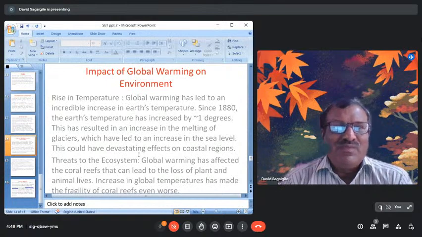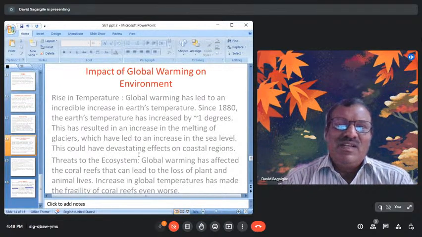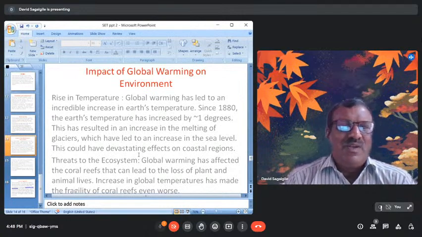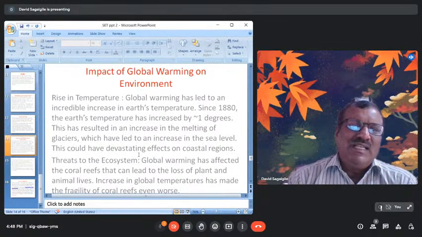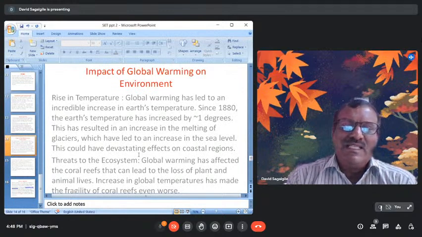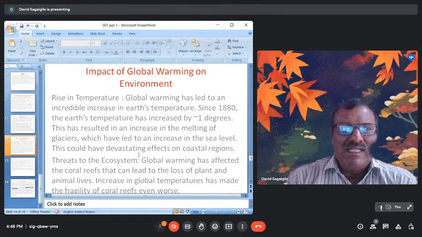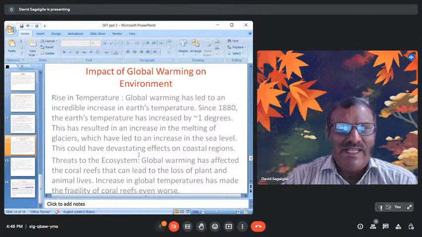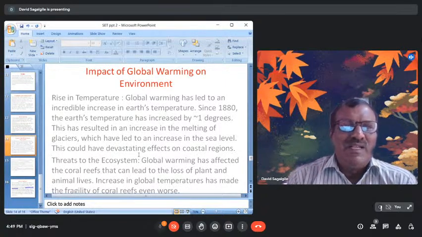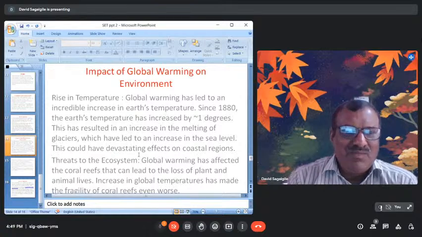What is the impact of this global warming on the islands and on the coastal regions? We see that most of the islands have disappeared. They got submerged under the sea because the sea water level is increasing day by day. Most of the islands are getting submerged. We see that the coastal areas are also having problems. Most of the buildings and most of the coastal areas are also getting submerged into the water.